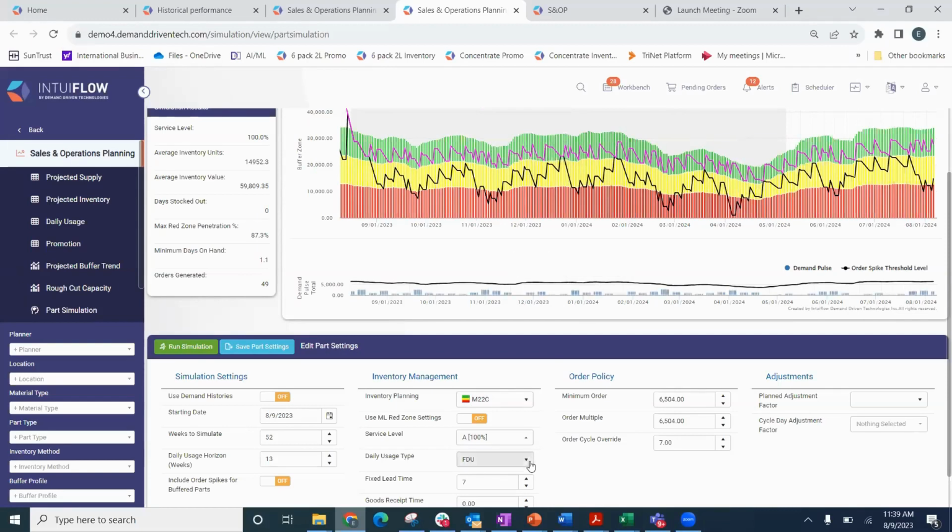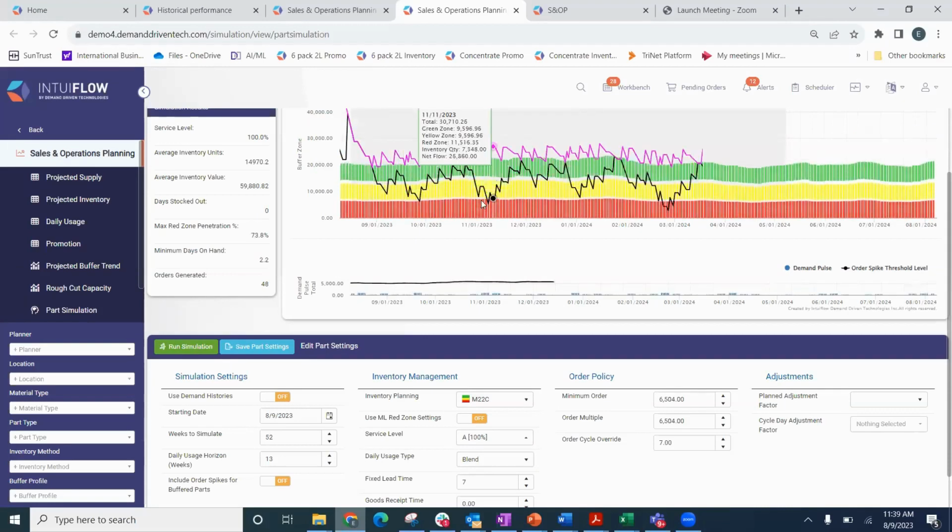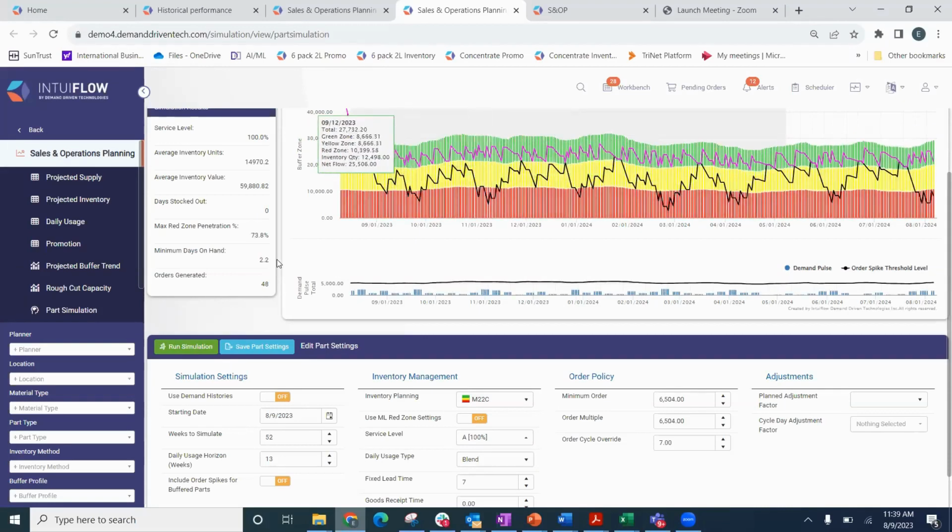So in this case, I would opt for a blended setting. And this would give us a better way of managing the item. We're still going to have a little bit of a skinny zone here. We're 2.5 days or 2.2 days, but that seems manageable. You can see that the buffer is trending well. We've got 100% service. Our average inventory values are running in a good place, and we can use this.